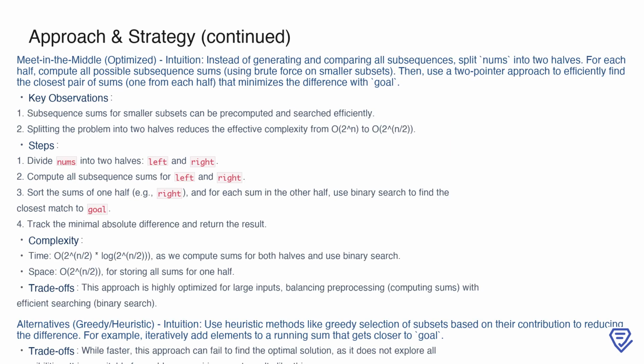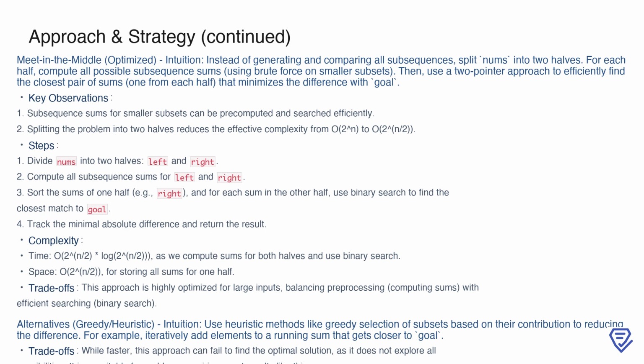A more optimized approach is the meet-in-the-middle strategy. The main idea here is to avoid generating all subsequences at once by splitting the problem into two smaller parts. We divide the array nums into two halves, referred to as left and right. Then, we compute all possible subsequence sums for each half separately using brute force, which is manageable because the subsets are smaller.